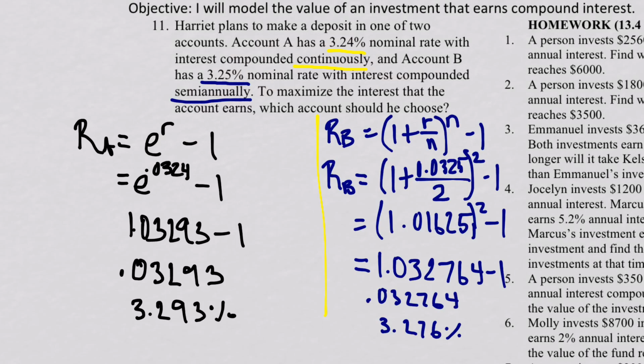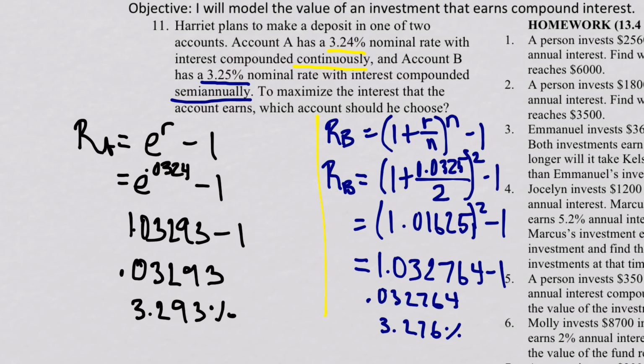So which one's better? You compare those two numbers, the one on the left is definitely better, right? Even though the rate is smaller, it's not that much smaller, but because it's compounded continuously, it ends up being a much better rate than this one over here.